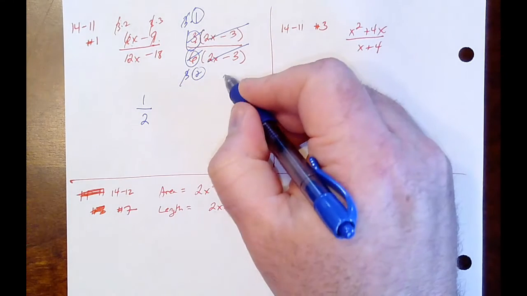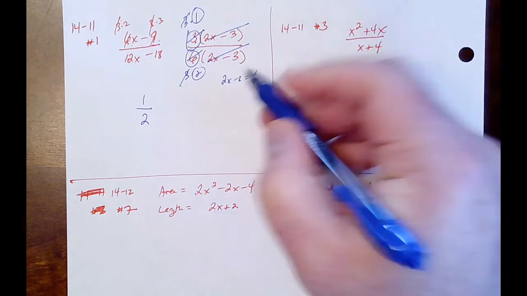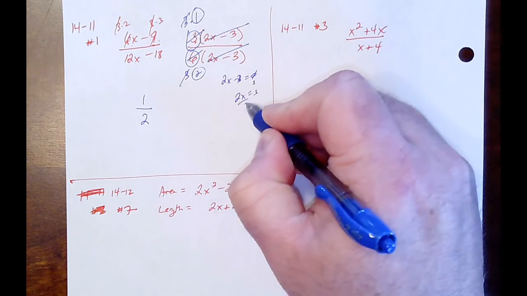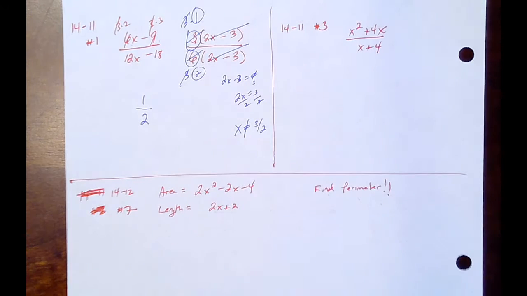But you have to take 2x minus 3 and set it equal to 0 to find the undefined value. You're going to add 3 to both sides and divide by 2. X cannot be equal to 3/2.